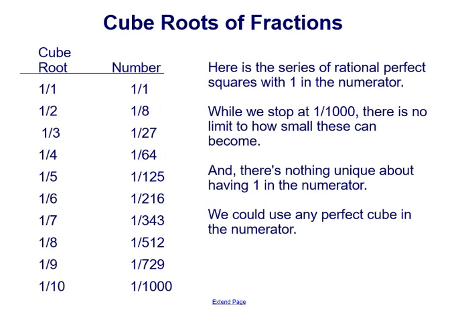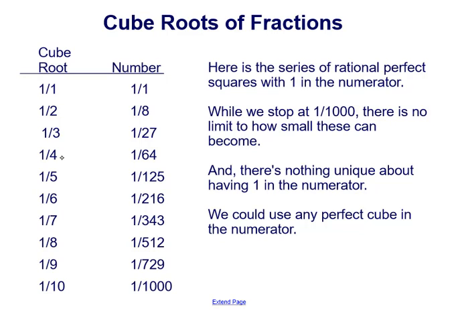So here we can see this example. Here's what we're talking about. Here is the series of rational perfect cubes with 1 in the numerator. So see, we have the cube root of 1 over 1. The number is 1 over 1. The cube root of 1/8 is 1/2. Of 1/27 is 1/3. Of 1/64 is 1/4, and so on and so forth. While we stop at 1/1000th, there is no limit to how small these can become.